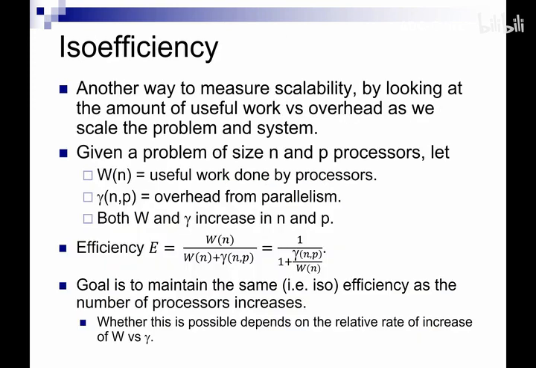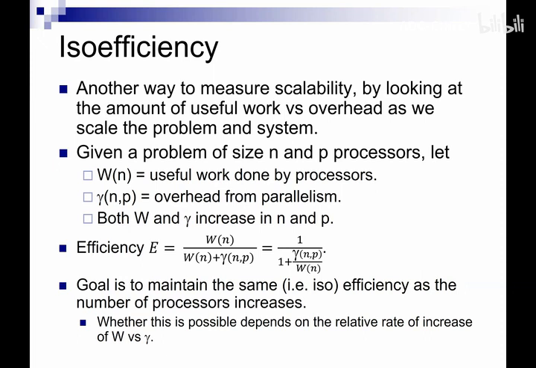Okay, so now we're going to look at this measure called isoefficiency. This is a way to balance the overhead that we have from parallelizing. For isoefficiency, we're trying to maintain the same efficiency for a program as we increase the number of processors. And the way we can maintain the same efficiency is that we can increase the problem size. So unlike the Karp-Flatt metric, here we increase both the number of processors and the problem size.